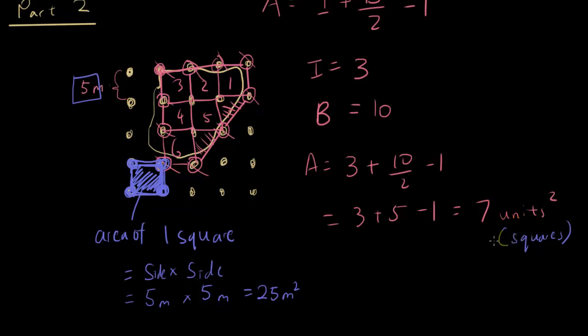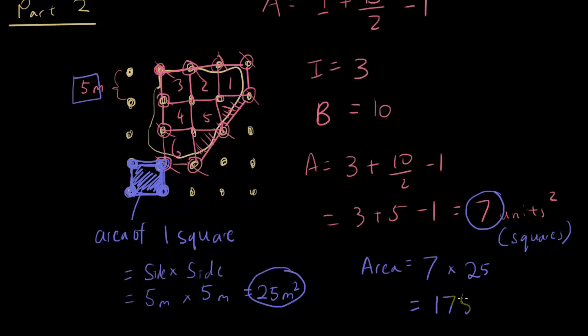All you have to do is multiply the number of squares by the area of each square. So all you got to do is you go area equals 7 times 25, and then you just write down what the answer is. So the answer is 175 meters squared, the real life area of this shape.